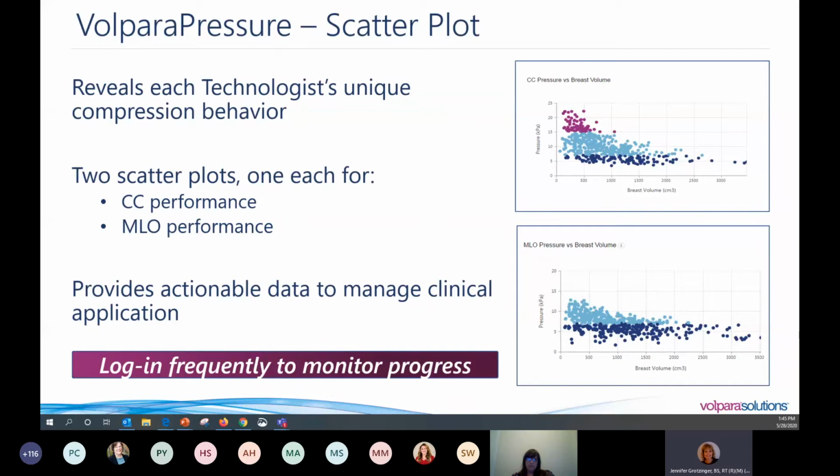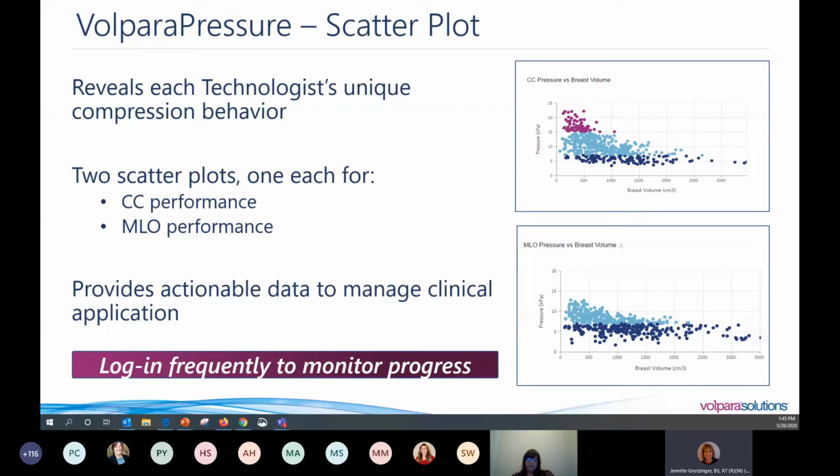With the Volpara pressure, we have scatter plots. These scatter plots are going to reveal each technologist's unique compression behavior. There are two separate scatter plots, one for your CC view as a technologist and one for your MLO view as a technologist. This provides actionable data to manage your clinical application.